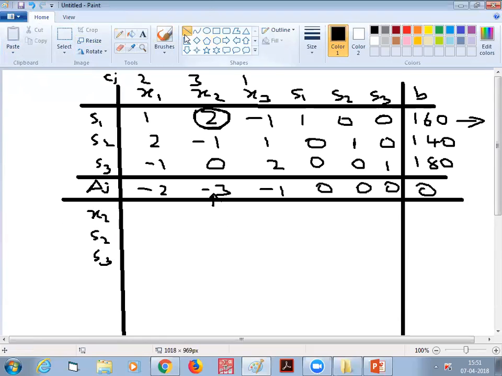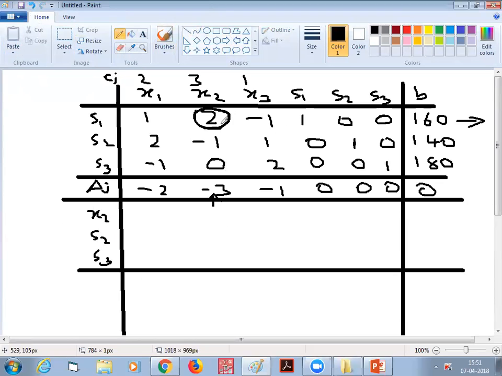Okay, so let's draw a line down here. And again, we have to divide by 2 everywhere. So everything is divided by 2. So first one becomes 1 by 2. 2 by 2 is 1. This is minus 1 by 2.